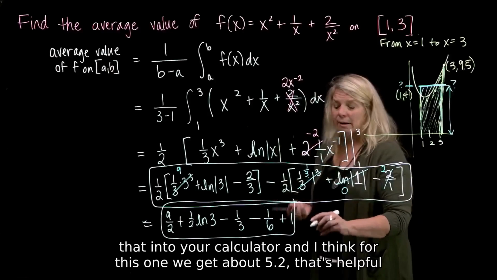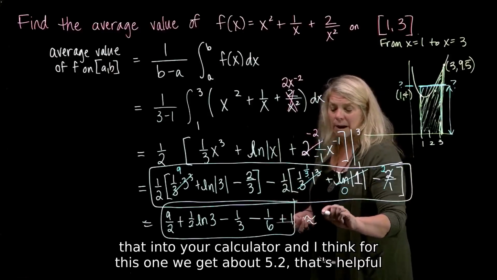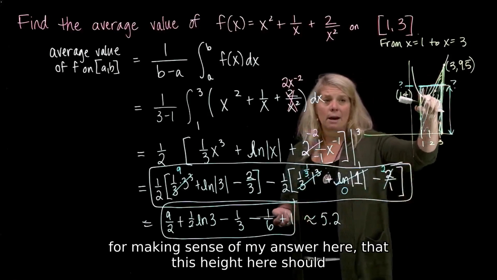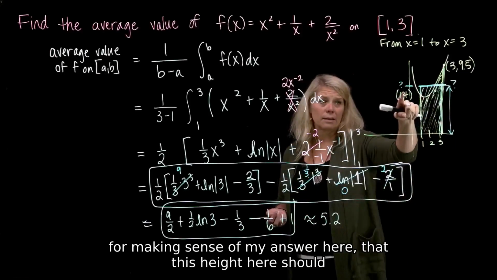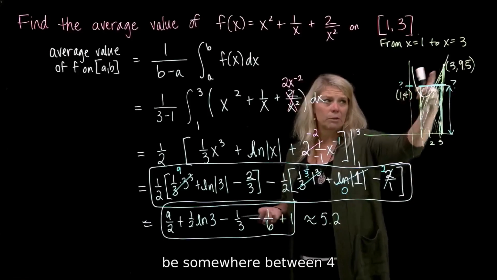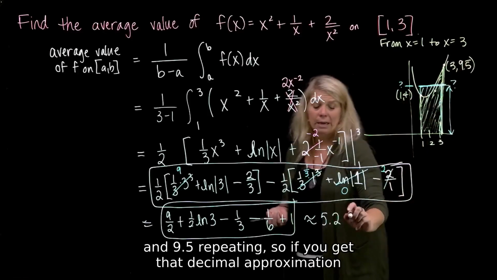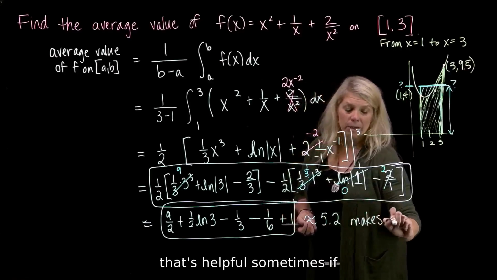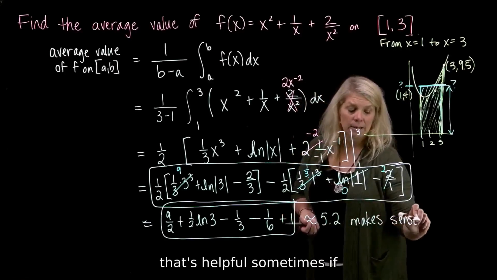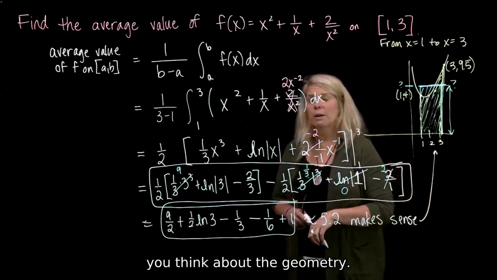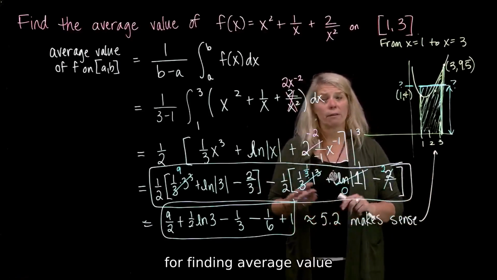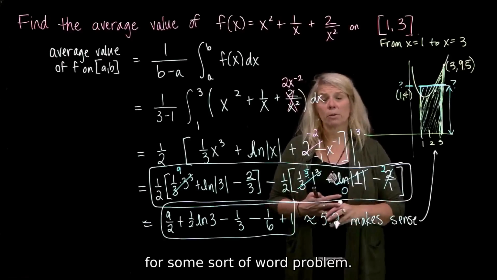So we put that into your calculator, and I think for this one we get about 5.2. That's helpful for making sense of my answer here, that this height should be somewhere between 4 and 9.5 repeating. So if you get that decimal approximation, that's helpful sometimes if you think about the geometry. Okay, we'll look at an application problem in the next video for finding average value for some sort of word problem.